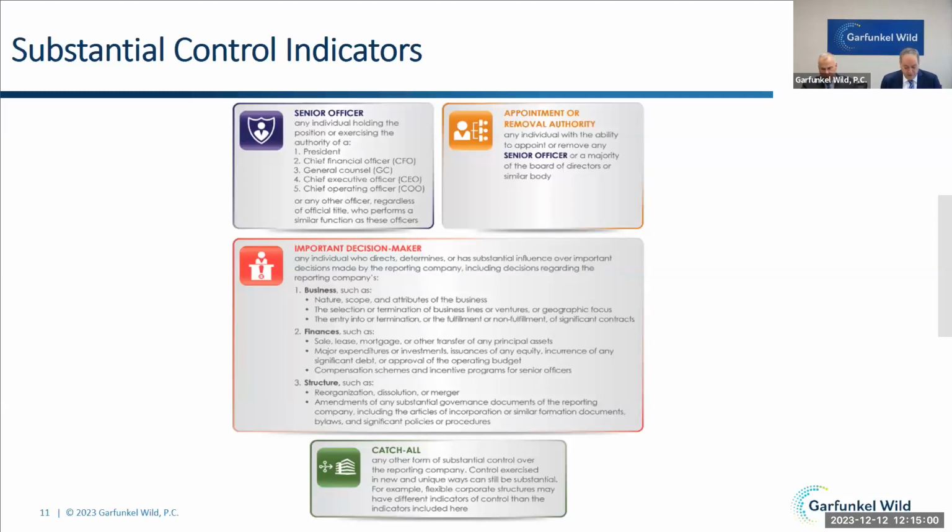And here we have indications of substantial control. Clearly, if you're a senior officer, you have substantial control. If you appoint or remove senior officers or a majority of the directors, you also have substantial control. And any important decision maker, and they give you some examples: the reporting company's business, finances, or structure. So if you're head of M&A, for instance, you could fall within that, even though you may not have a senior officer title. And then there's a catch-all again for any other form of substantial control.